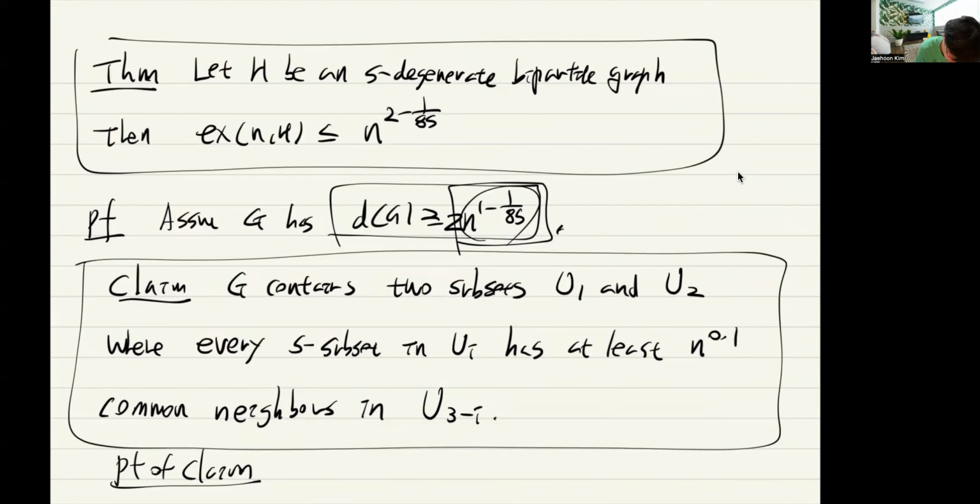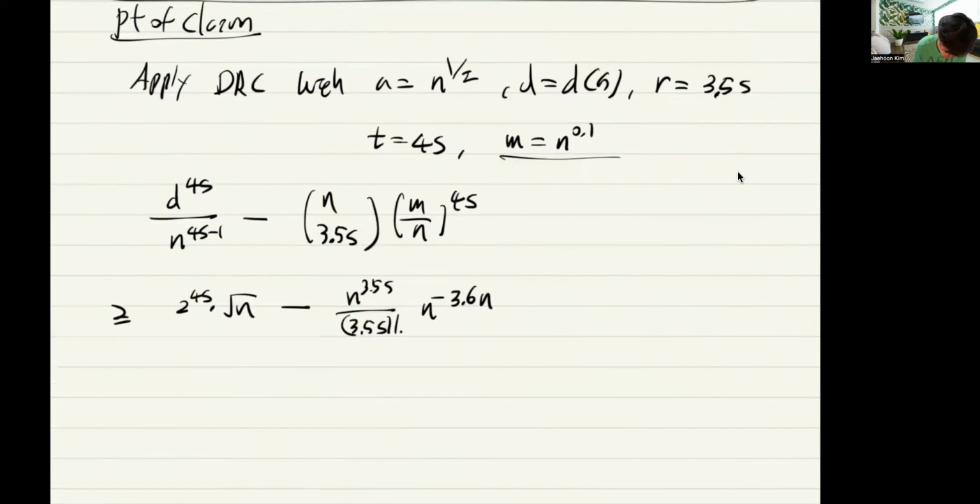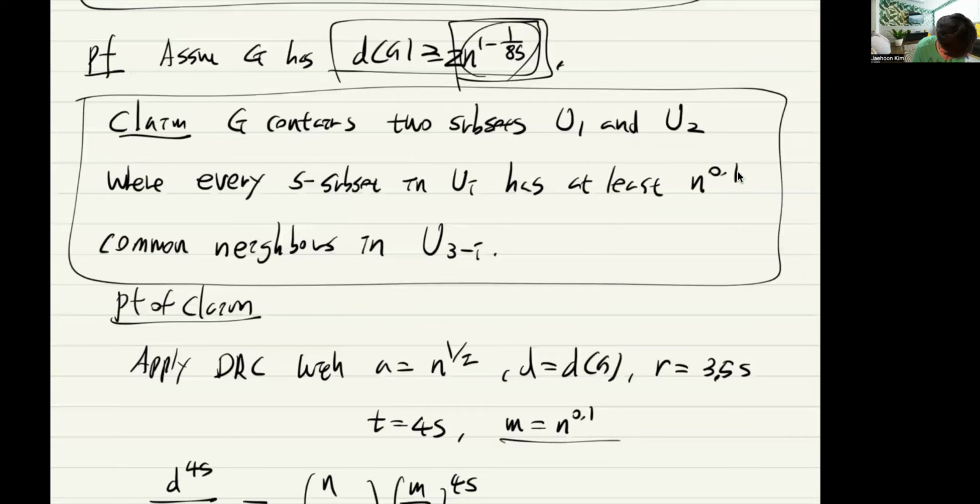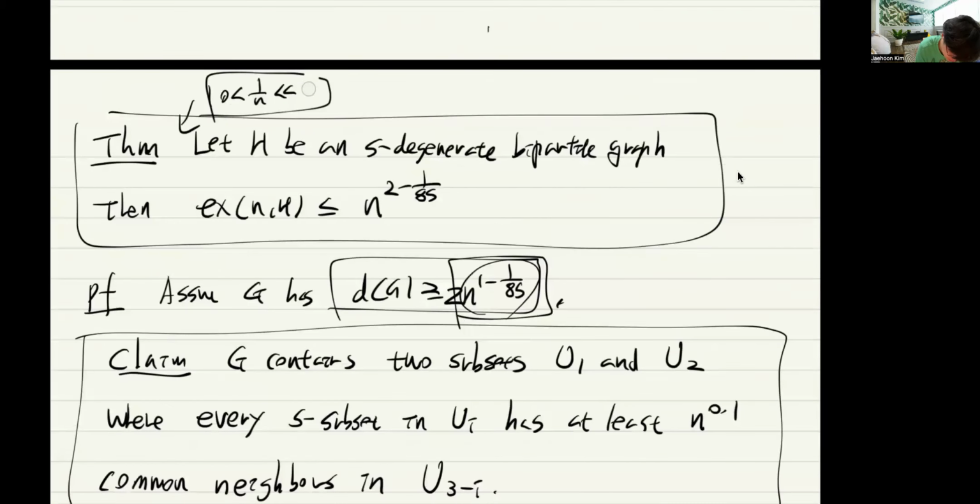Okay. So let's say n is large enough. So let's say 1 over s and 1 over the number of vertices in H. So assume n is sufficiently large.